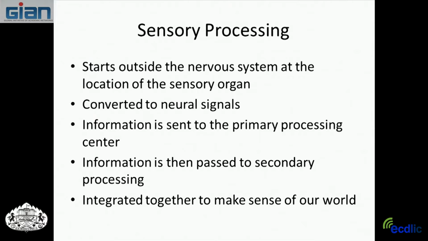The retina converts this light into neural impulses, and these are sent initially to the primary processing center. For example, the primary visual center in the brain, which is in the occipital lobe. After the information reaches this place, it's then passed to the secondary processing center in the brain, and from there it goes oftentimes to the parietal lobe, where it's all put together and helps us to make a complete picture of the world around us in the brain.